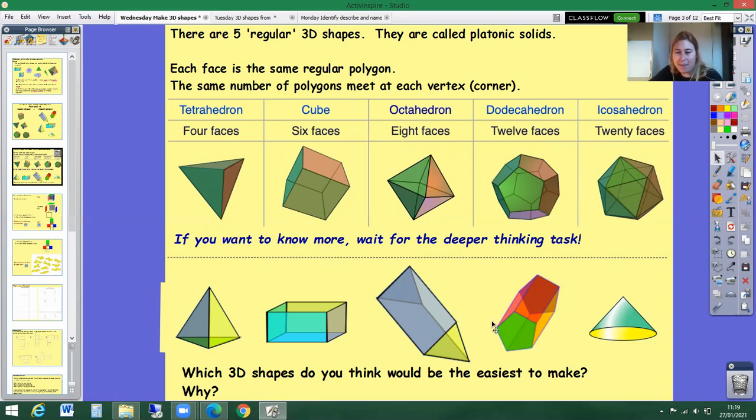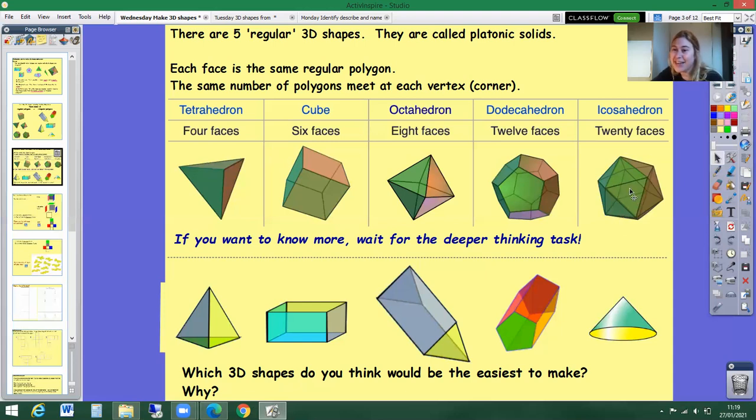So we've got our other irregular 3D shapes here as well. And I want you to just think about which 3D shapes out of all of these do you think would be the easiest to make and why? You might want to pause the video and have a think about that.